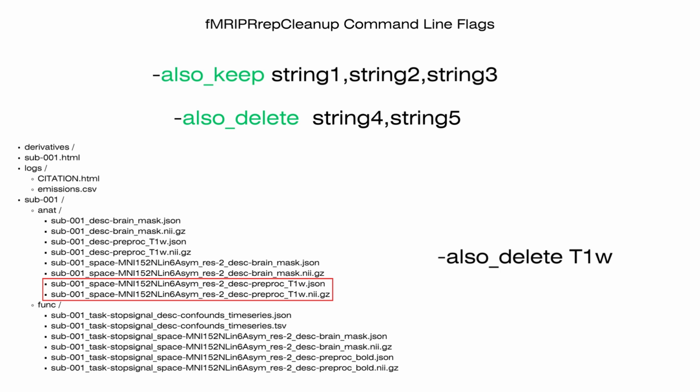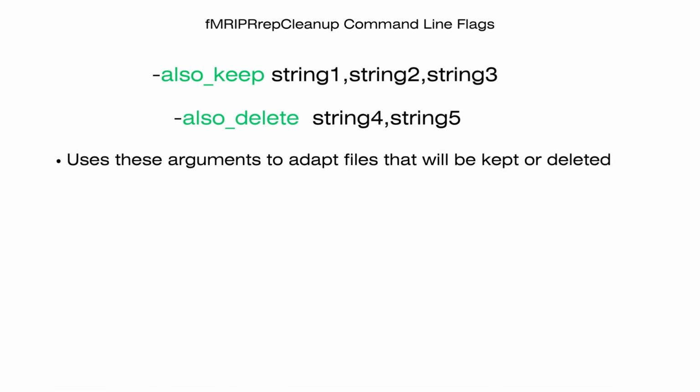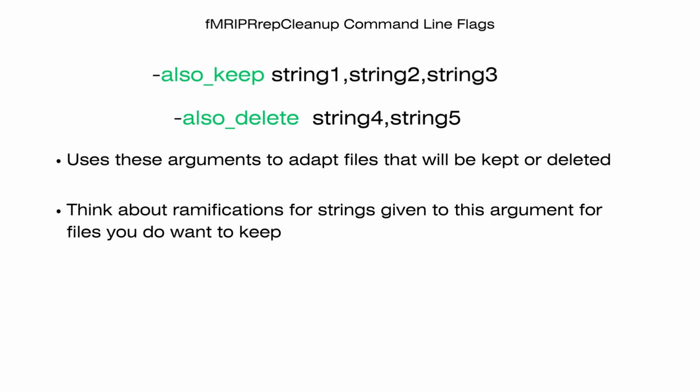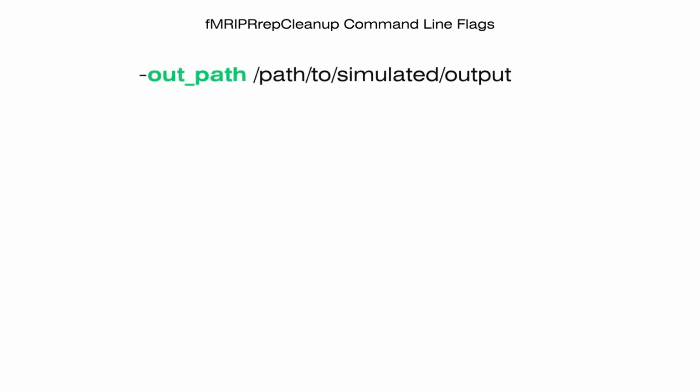In this case, if any files meet the default target criteria but also contain this custom string, they'll be actively deleted rather than retained. These two commands can therefore be used to adapt the files that will be kept or deleted. Again, be careful when specifying extra strings for deletion. Think about whether this choice will have any ramifications for the files that you are interested in. Unlike the others we've covered so far, the also_keep and also_delete arguments are both optional. You don't need to specify either.